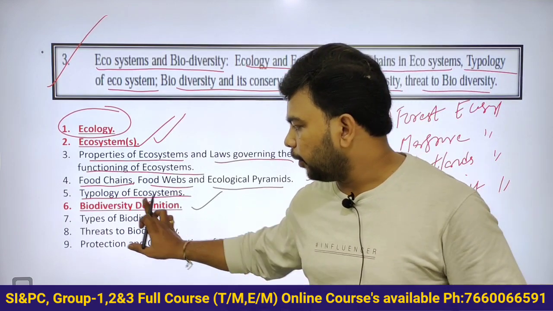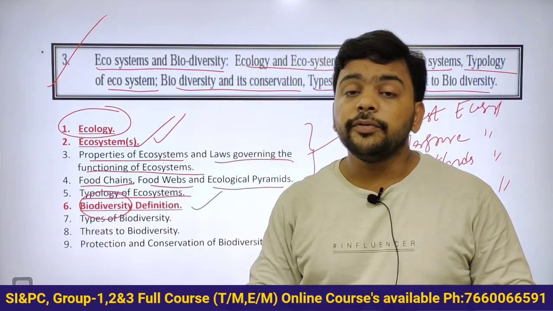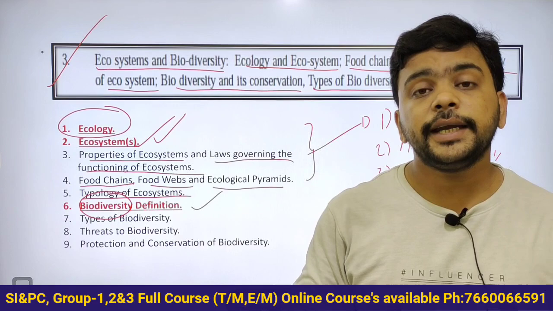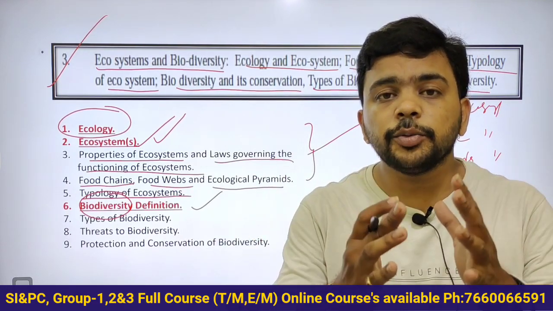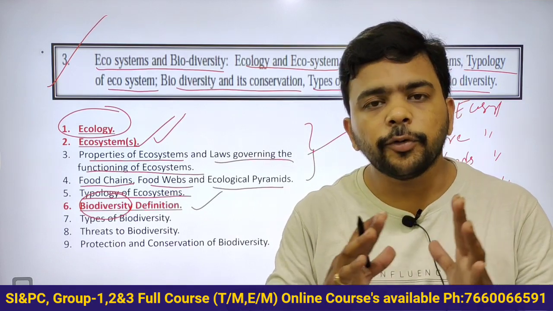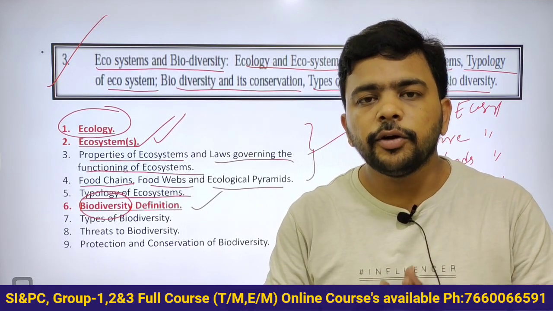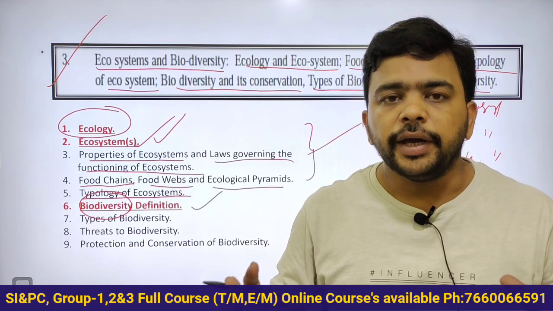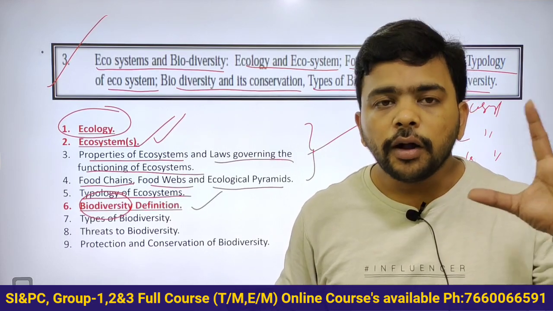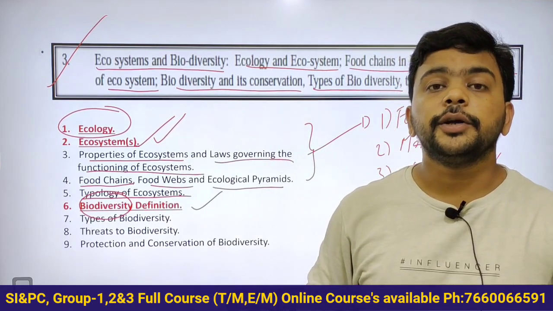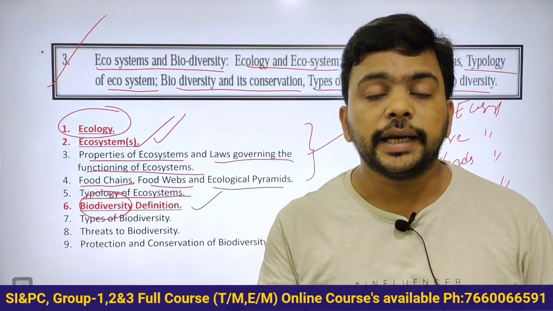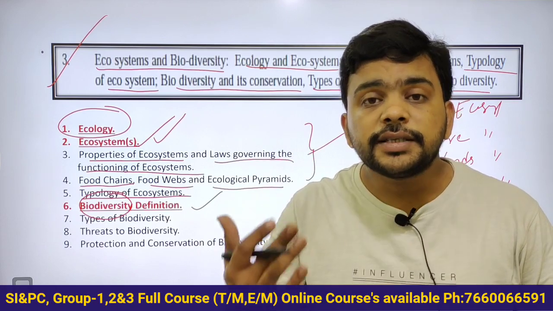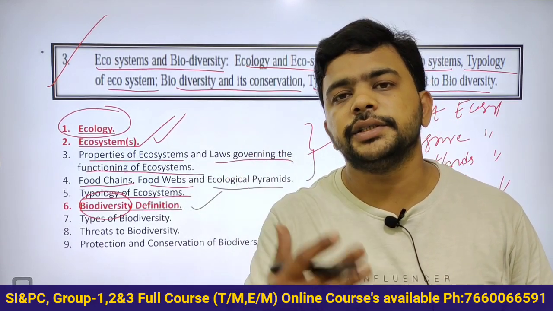And second is biodiversity. So what is the definition of biodiversity? Variety of life forms present on the planet Earth. What are the threats to biodiversity? Deforestation, illegal killing of wildlife, forest fire incidents. All different types of threats are there to biodiversity: global warming, climate change, natural disasters, floods in the forest, drought conditions.